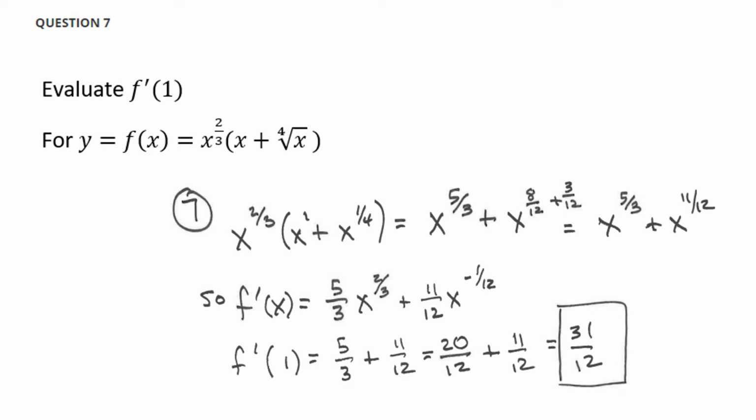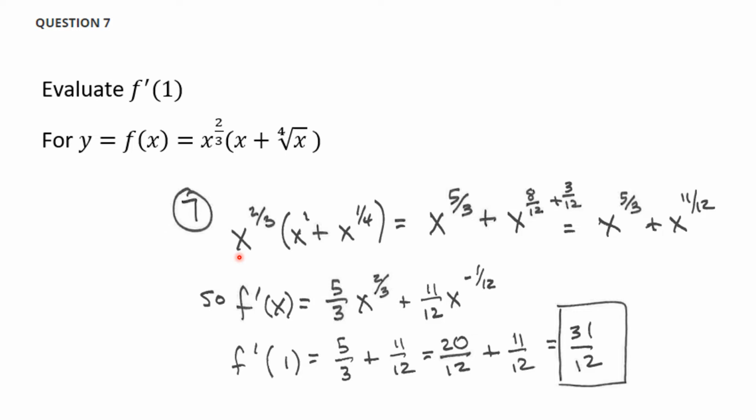Okay, the next problem I had you evaluate f prime of 1 for y equals f of x equal x to the 2/3 times x plus x raised to the 1/4 power. And so that's what we have. Realize this is x to the 1. And the easiest way to do this problem, you could have used the product rule and would have got the same answer, but the easiest way to do this problem is to probably distribute.